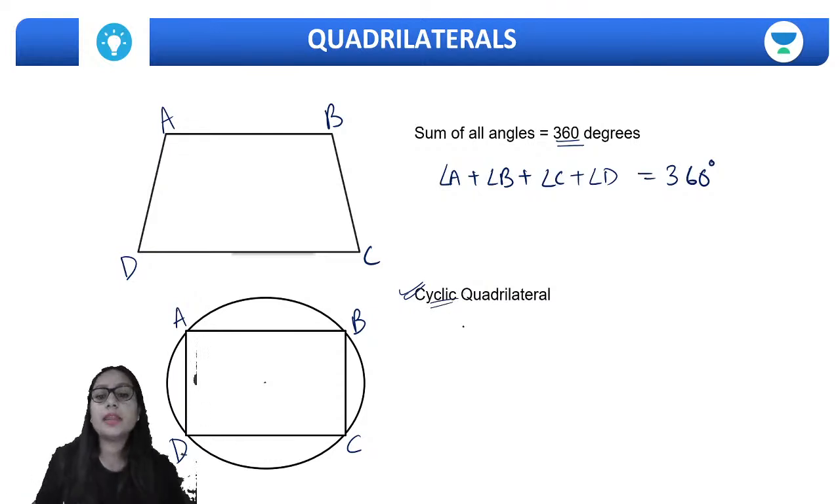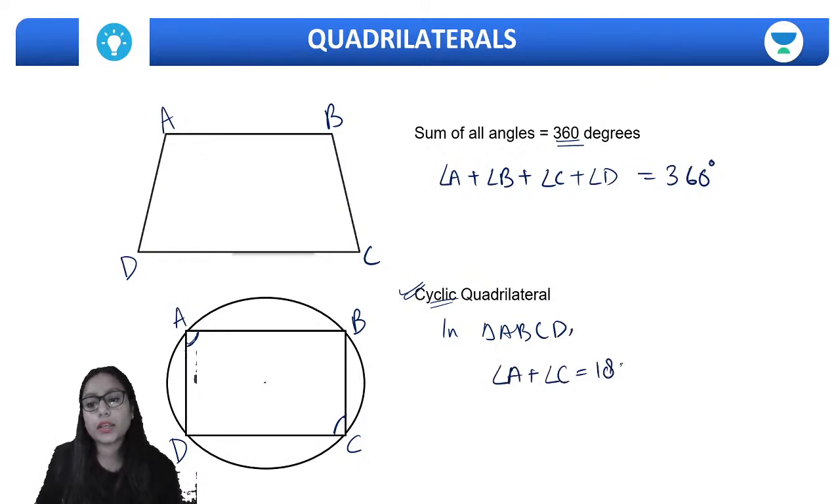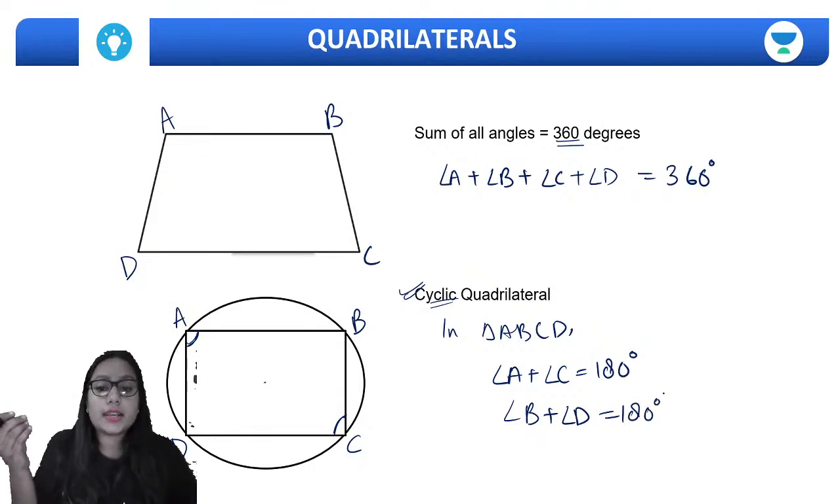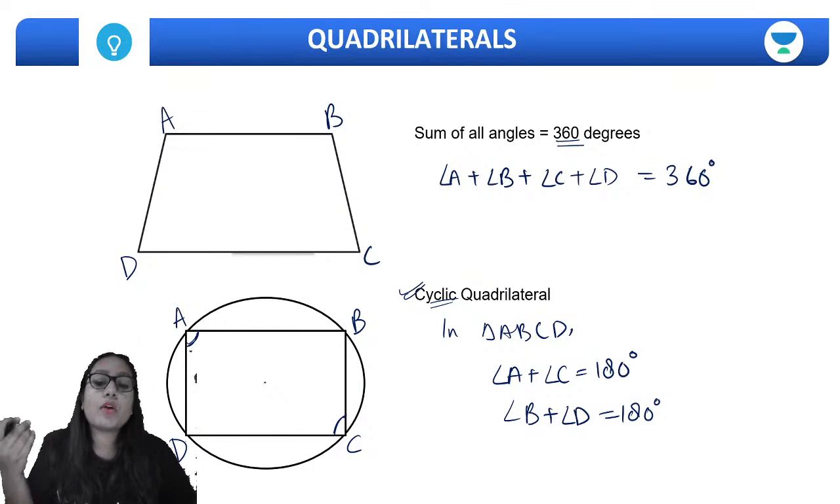So there is one very important property of a cyclic quadrilateral. If this angle is A and this angle is C, then in a cyclic quadrilateral, angle A plus angle C is equal to 180 degrees. Similarly, angle B plus angle D is equal to 180 degrees. So what I mean to say is that in a cyclic quadrilateral, the sum of opposite angles is equal to 180 degrees. Is this definition of cyclic quadrilateral clear to all of you?